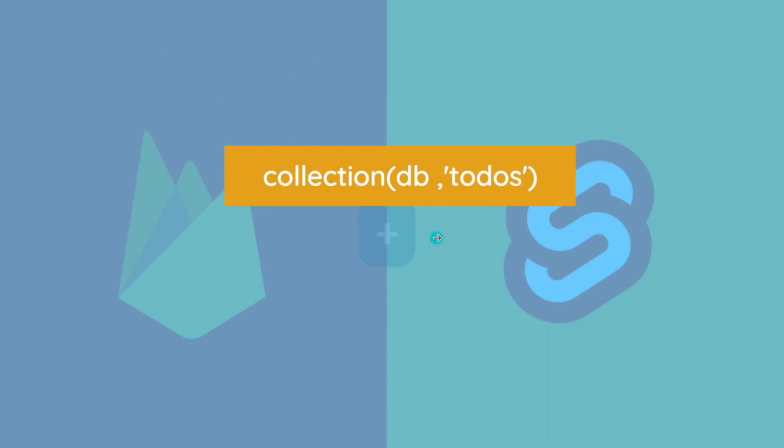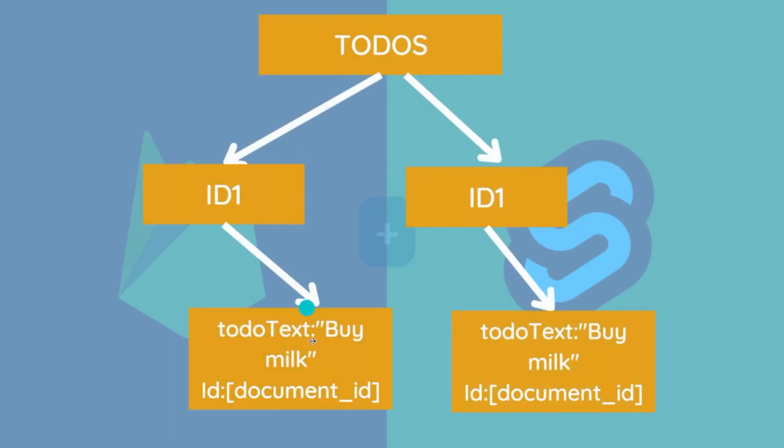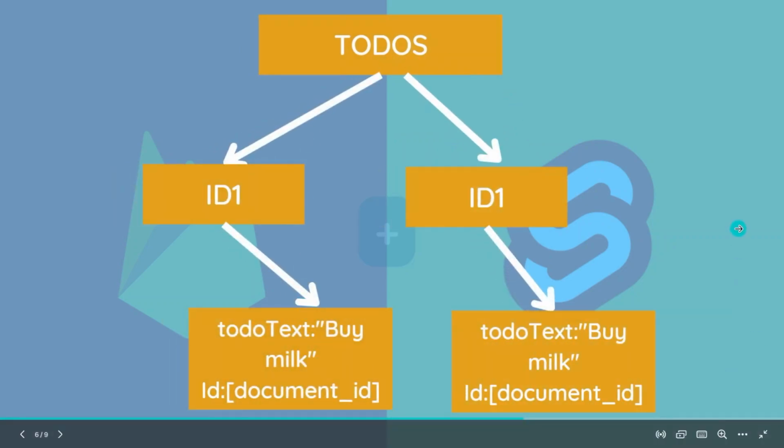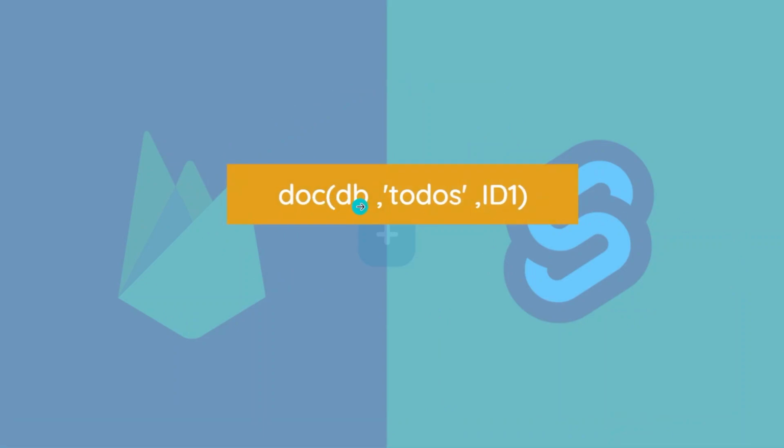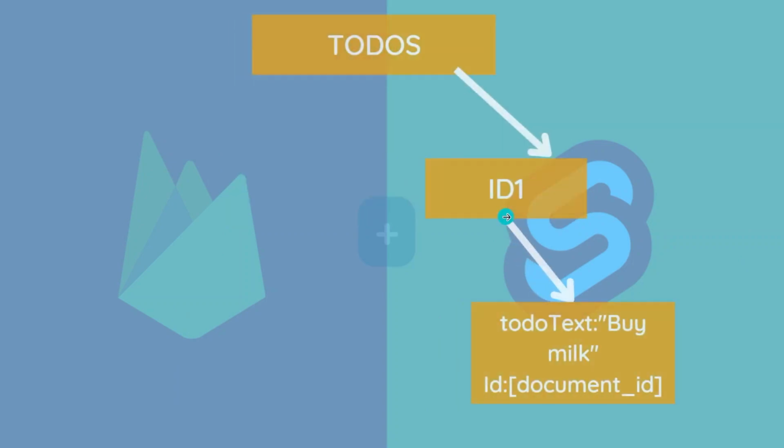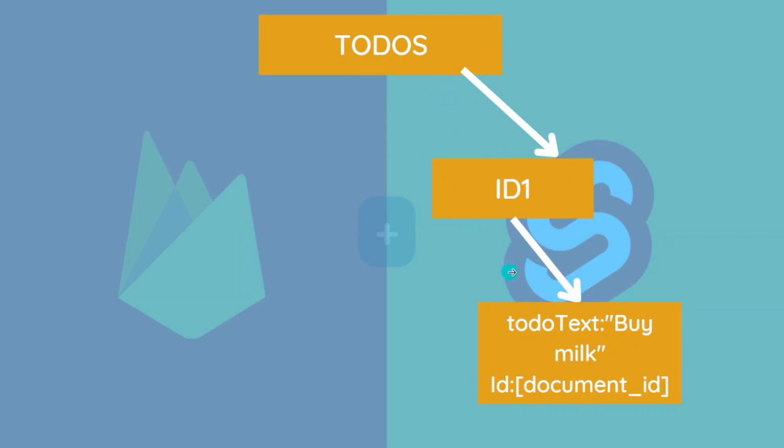So if we were to run collection and we pass in the database config, and we're going to see this in a moment, but I'm not going to go into it. If we pass in the database config and we pass in todos, which is the name of that collection, it's going to return the entire collection like this. So that's what the collection function does. But if we pass in doc, pass in the database config, we pass in todos, and we pass in ID 1, it's only going to return that document that has an ID of 1. So we're going to be using this a lot in the code, so it's very important you understand this.